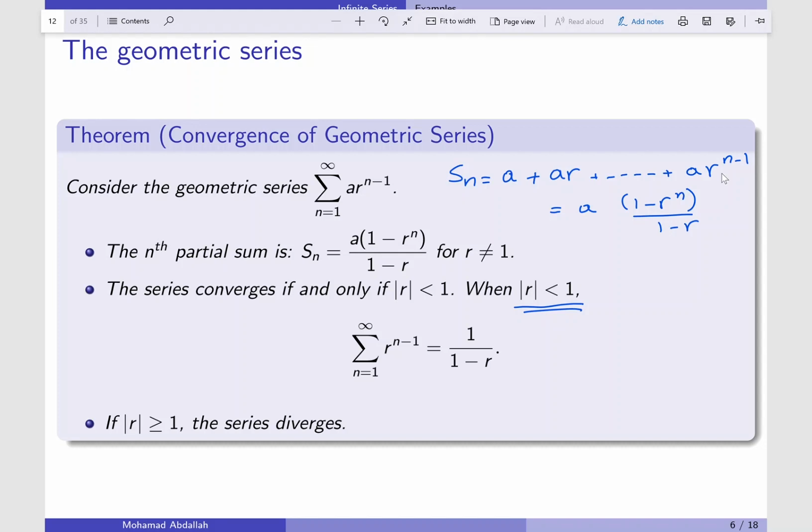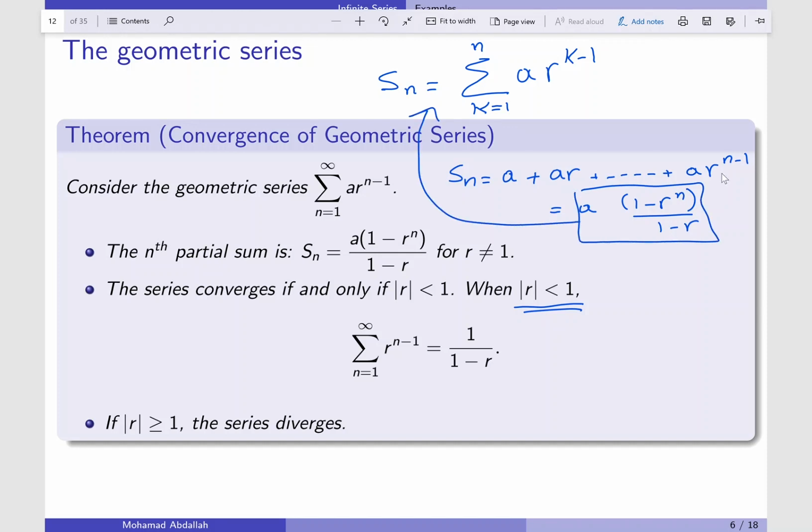If you want, I can give you a better expression for Sn. Sn can be written as the summation from k equals 1 to n of a times r to the power k minus 1. So the last term is when k is equal to n, and that's going to give me a times r to the power n minus 1. The first term is when k is equal to 1, and that's going to give me r to the power 0, so just a. So to use this formula, I need to have this sum. It starts at 1, finishes at n, and the power of r is k minus 1.